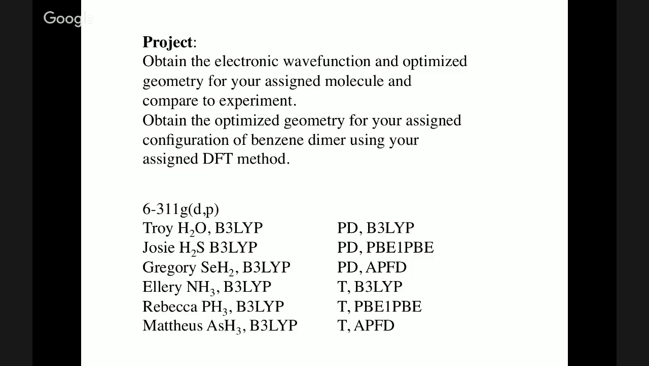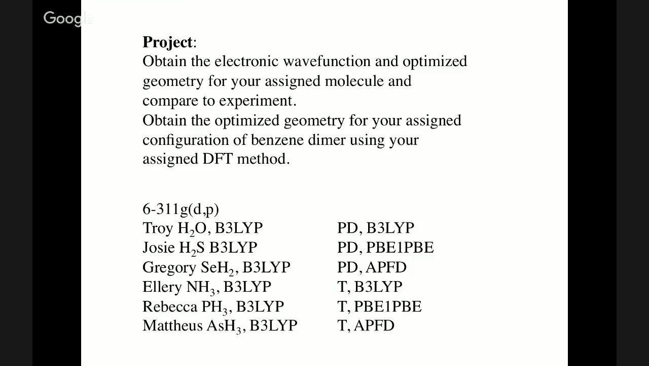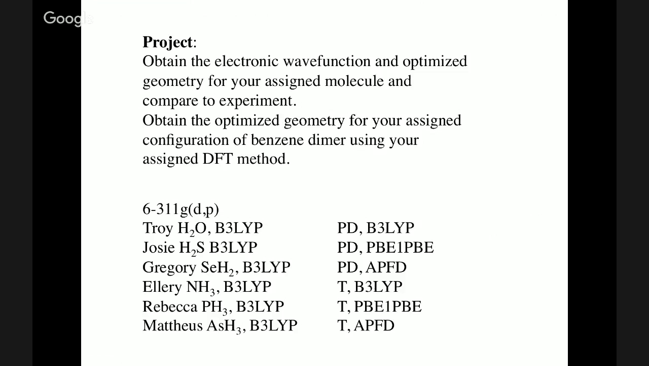Who had ammonia? Ellery. What is the bond distance from the bonding? Bond distance, I got 1.00166. And the angle was 106.5.